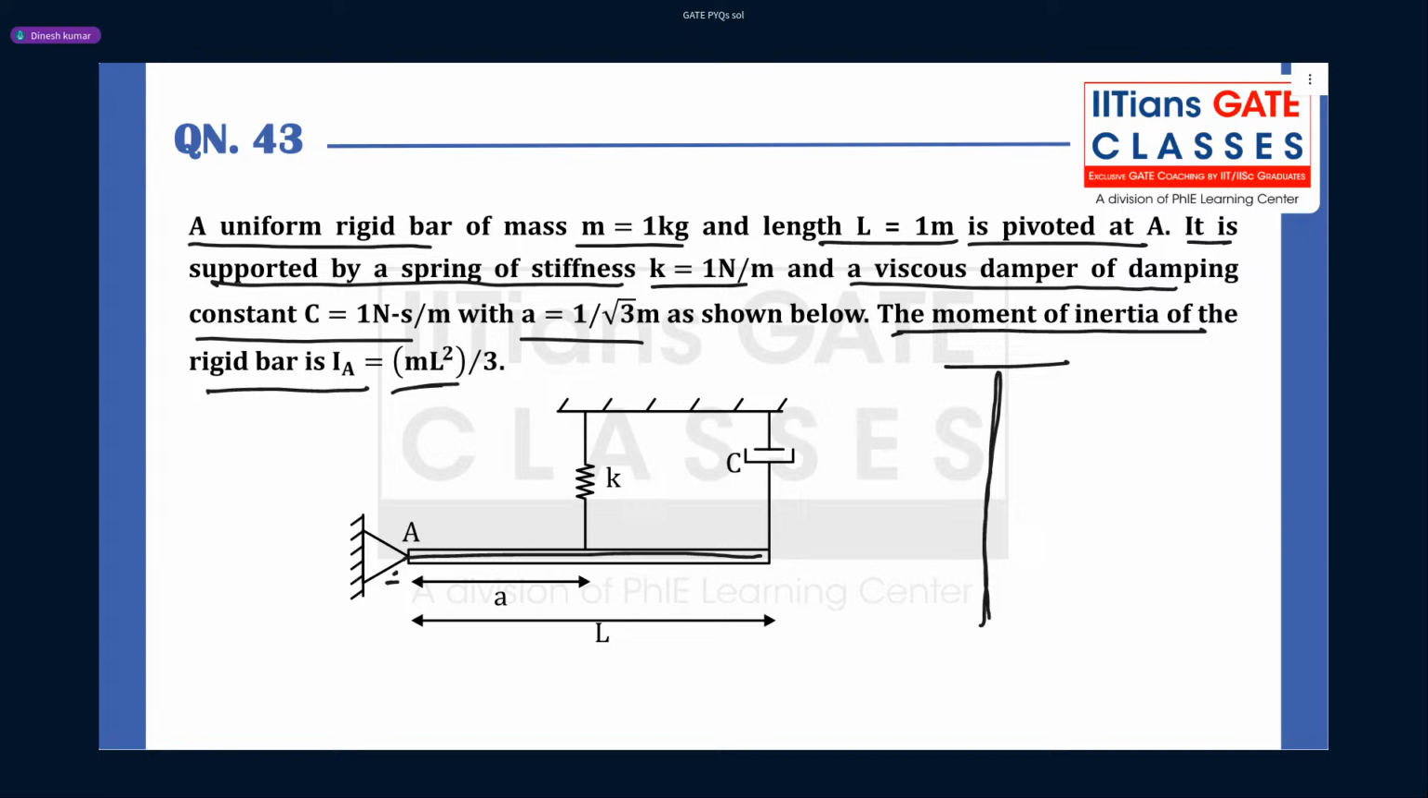It will become a rigid bar hanging, connected by a spring of stiffness K at a distance a, and then there is a damper with damping coefficient C. Now guys, when this rigid bar vibrates about this pivot point A, how will it be vibrating? If you see, guys, it will be vibrating like this.